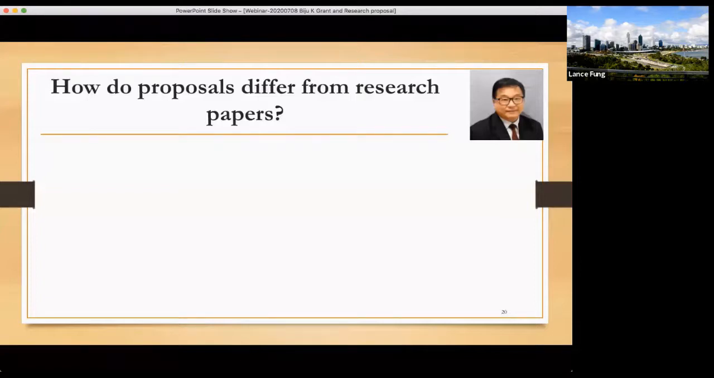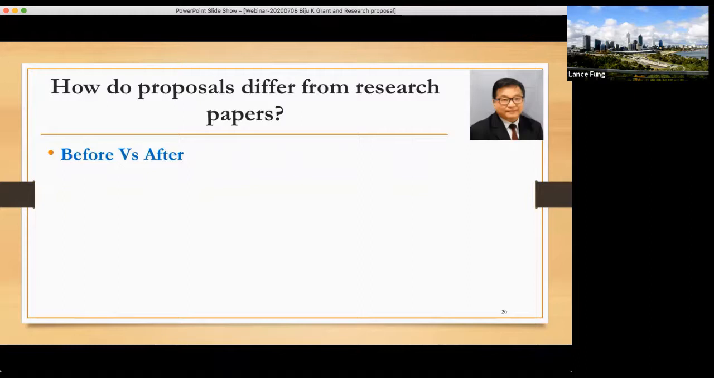Also, another thing you need to prepare for is writing a grant proposal. The chance of success is actually lower, even much lower than getting a paper accepted. I'm going to talk about that shortly. So let's take a look at the main differences.